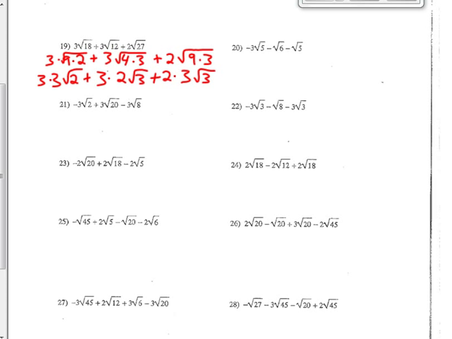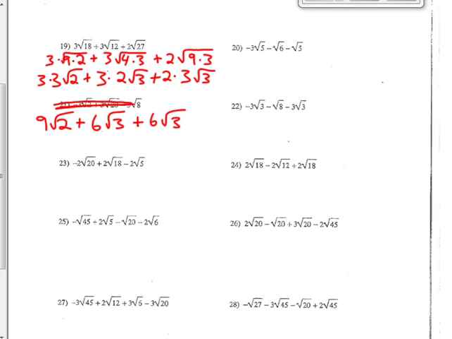Do all the multiplying. So I've got 3 times 3 here. Let me cross this out. We're going to go below it. 3 times 3 is 9 with the square root of 2. And then I've got 3 times 2, which is 6 square roots of 3. And I've got 2 times 3, which is also 6 square roots of 3.